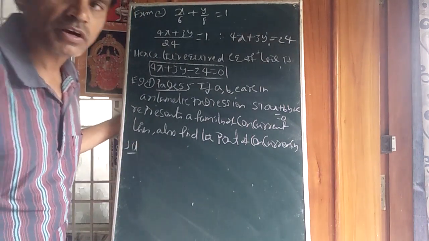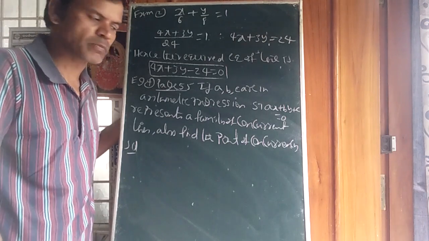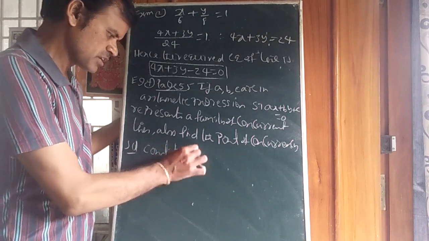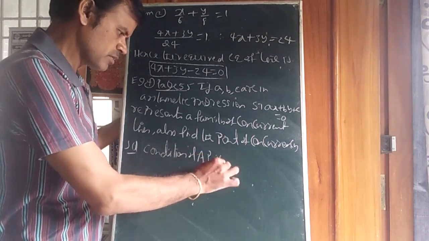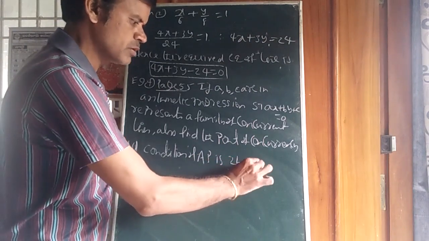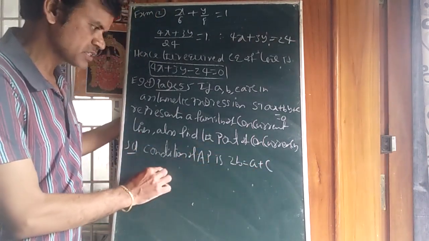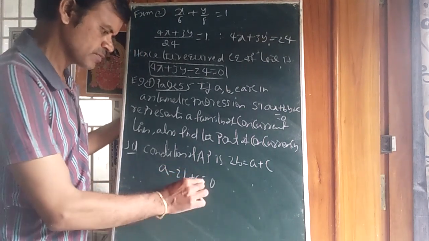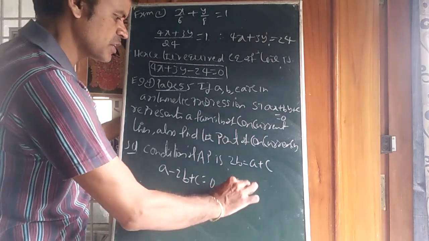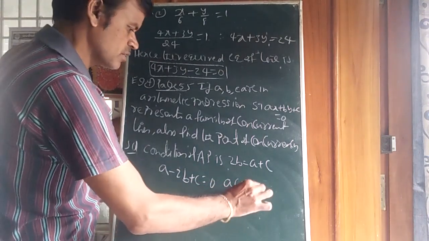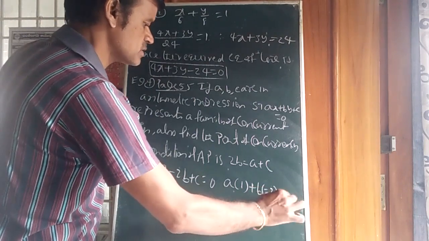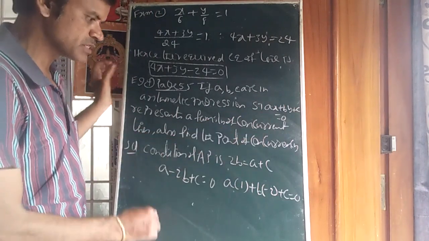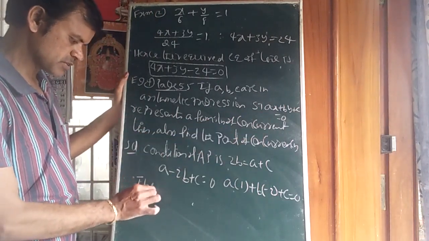First of all, you need to understand that the condition of AP is 2b = a + c. You have learnt this in 10th class. Taking 2b to that side, you write a - 2b + c = 0. So a into 1 plus b into -2 plus c equal to 0. Now understand that ax + by + c = 0 is in this form.